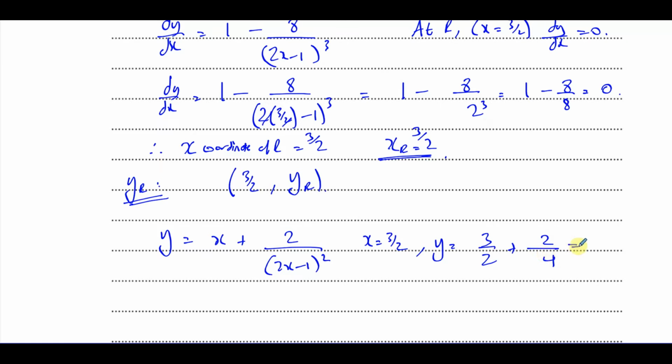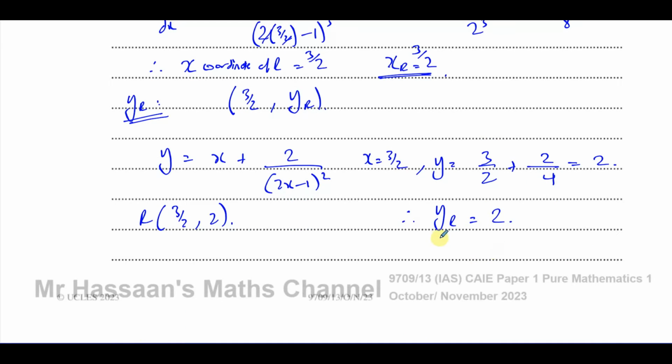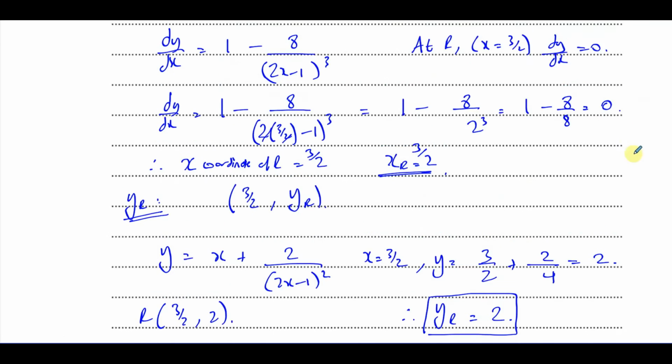so that's going to be 3 over 2 plus 2 over 4, which is 1 over 2. So that's 3 over 2 plus 1 over 2, that's 4 over 2, which is 2. So therefore, we can say that the y coordinate of R is equal to 2. So the coordinates of R are going to be 3 over 2 and 2. So we found the y coordinate of R. This is our actual answer there, and there's the answer to this question.